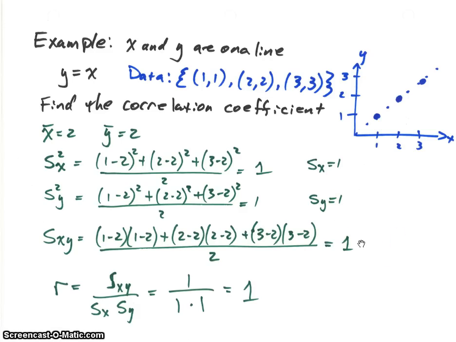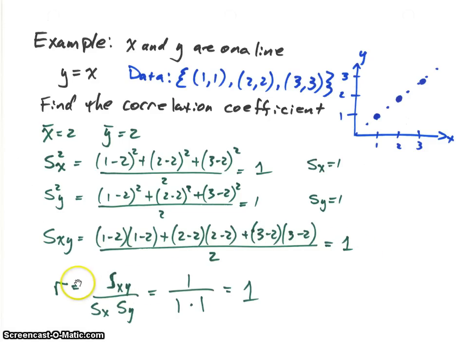Now we need to calculate the sample covariance. Remember, the sample covariance is the x value minus its mean, in this case 1 minus 2, times the y value minus its mean. And since they're both 1, we have another 1 minus 2. We do that for each of the values. So we take the x value minus its mean, y value minus its mean. We do that 3 times, multiply and sum. And then because we're doing the sample covariance, we divide by 2. And we also get 1 for that.